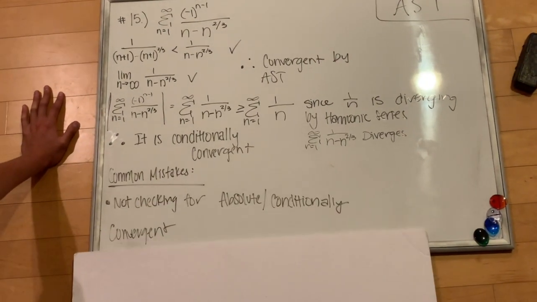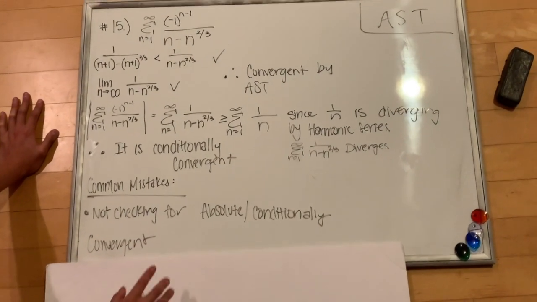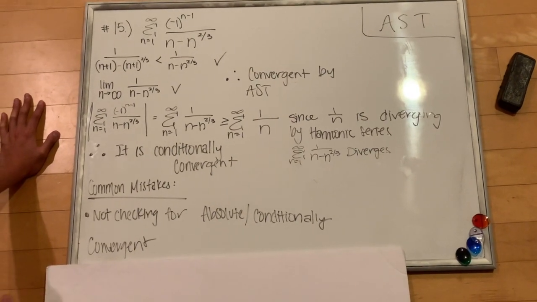If this sum was convergent, then it'd be absolutely convergent. And some common mistakes is that students don't check for absolute or conditional convergence.